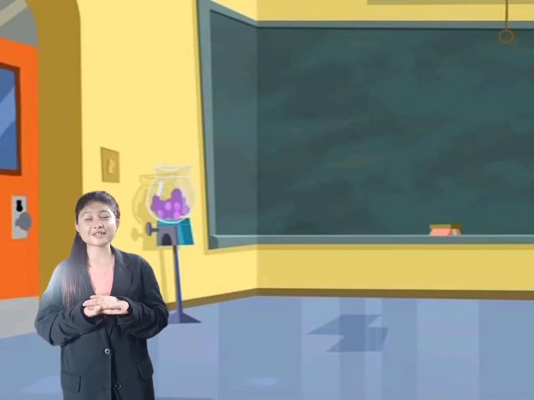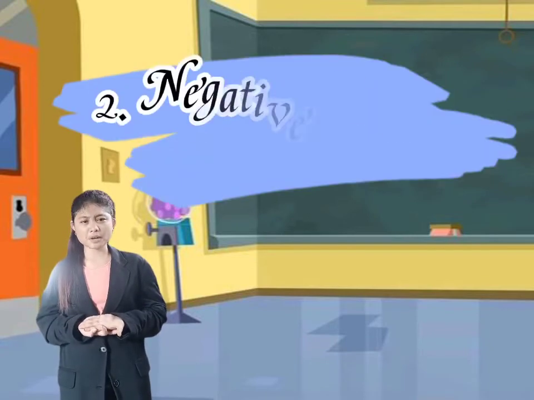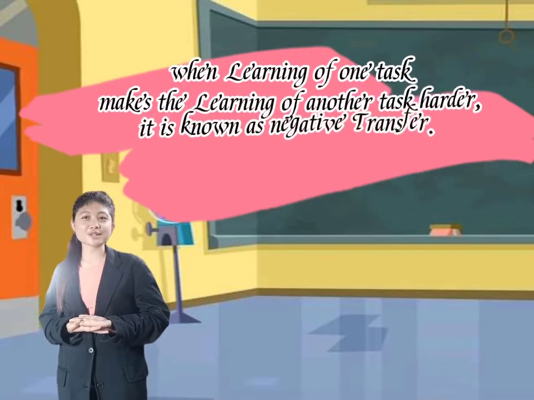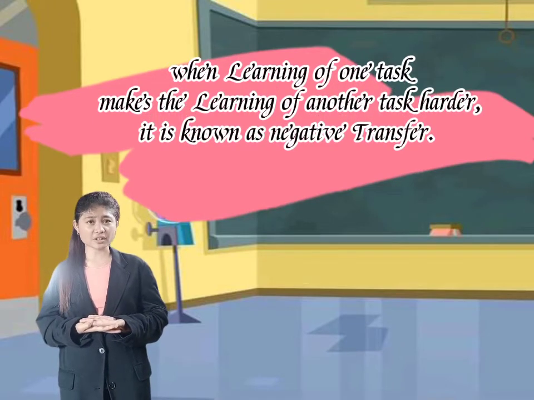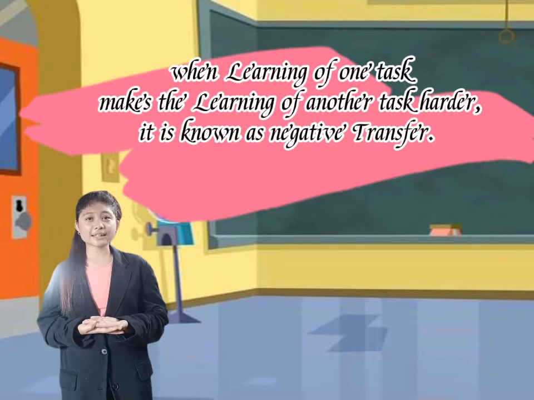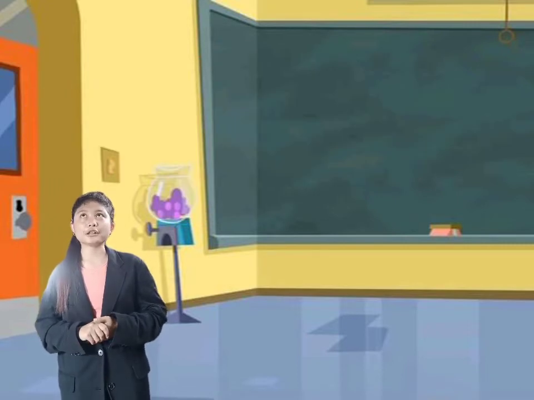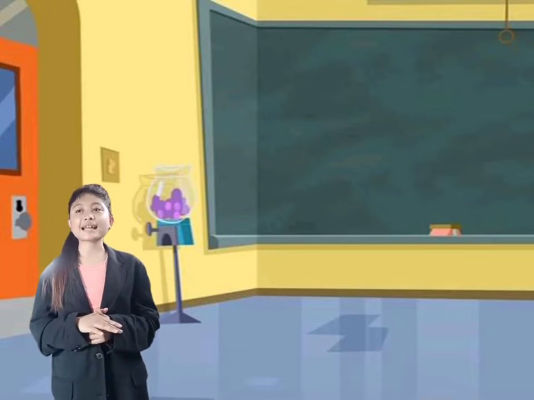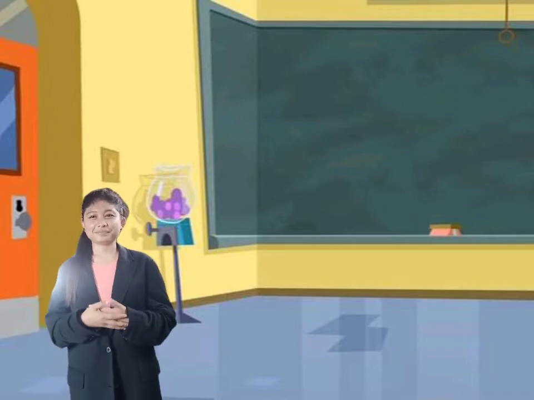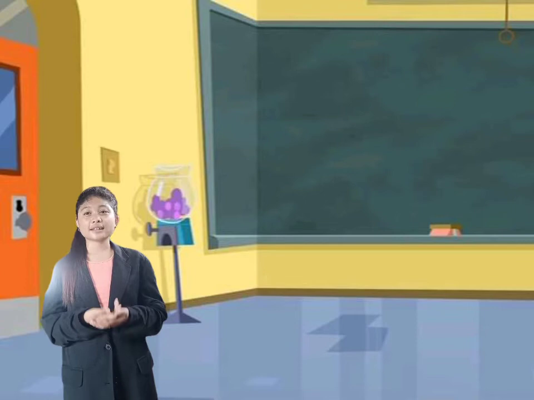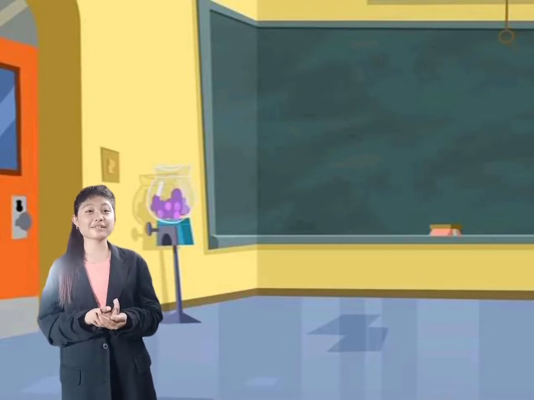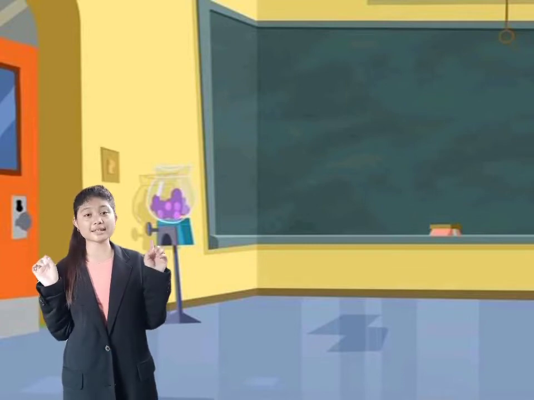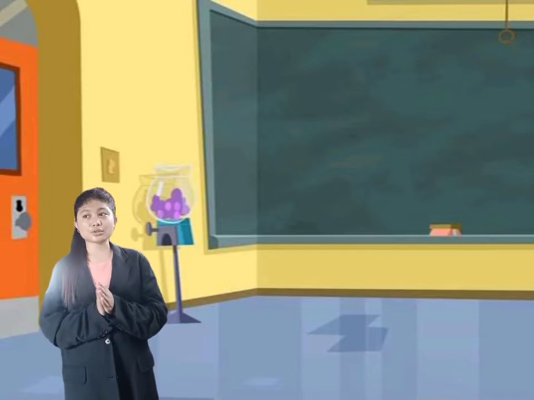Next, the second one is negative transfer. What is negative transfer? When learning of one task makes the learning of another task harder, it is known as negative transfer. For example, speaking Telugu hinders the learning of Malayalam. Or a left-hand driving habit hinders learning to drive on the right-hand side. That is a negative transfer. There is a hindrance to transfer.